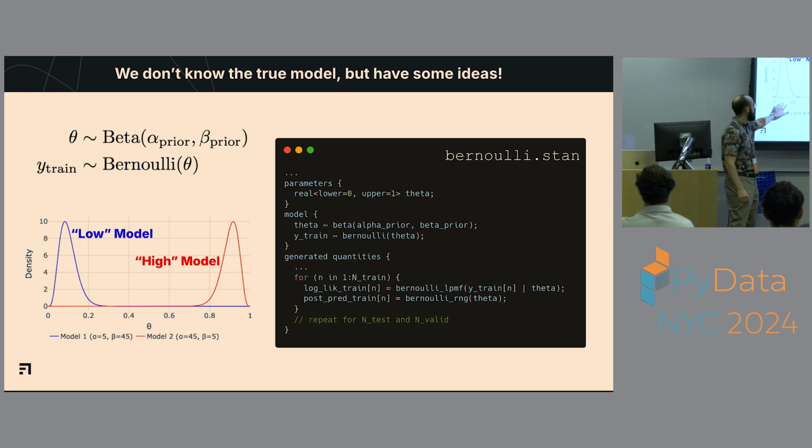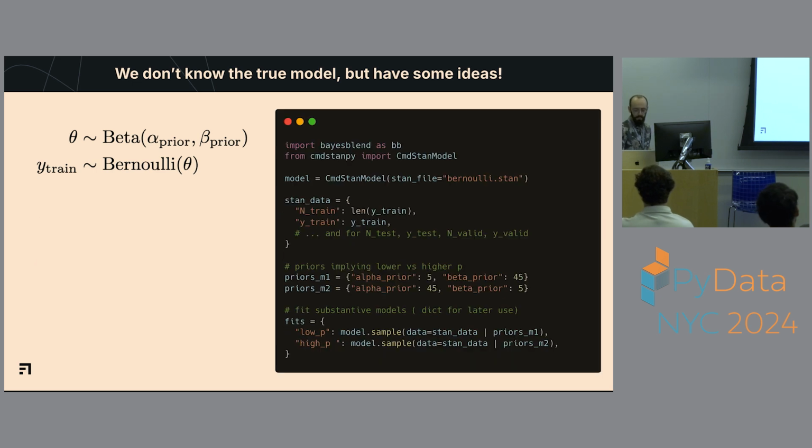And so our low model, it's like a pessimistic model, has a really high or concentrated mass on a low success probability. So we're assuming success is always relatively rare. And then the high model is just the flip side of that. And so we're going to take these two models, fit them both to the data, and then use BayesBlend to blend these models together to create something that we hope is better.